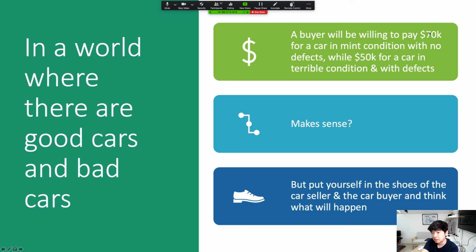So you'll pay significantly less, 20k less. Okay, would that make sense?